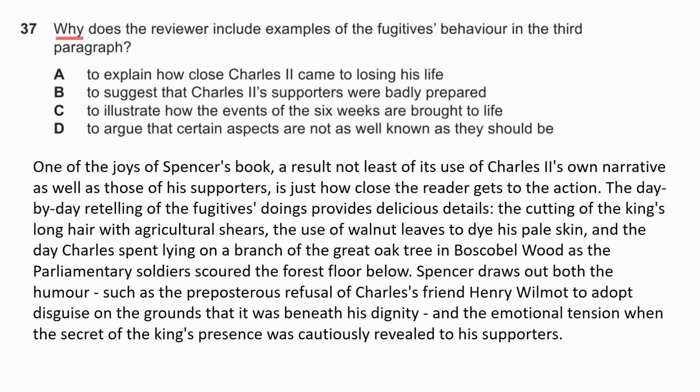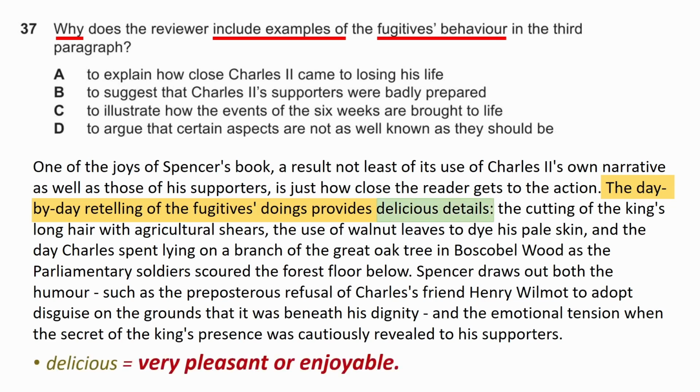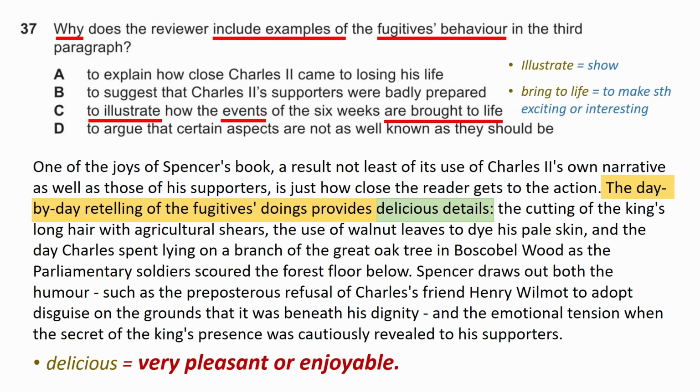So in the second one, why, include examples of fugitives' behavior, and the location is also clear, the third paragraph. In line 3, we have the day-by-day retelling of the fugitives' doings provides delicious details. Delicious here means very pleasant or enjoyable. We have this meaning in letter C, to illustrate, to show, how the events of the 6 weeks are brought to life. Bring to life means to make something exciting or interesting. So this meaning is presented in the text. Next one, your turn.